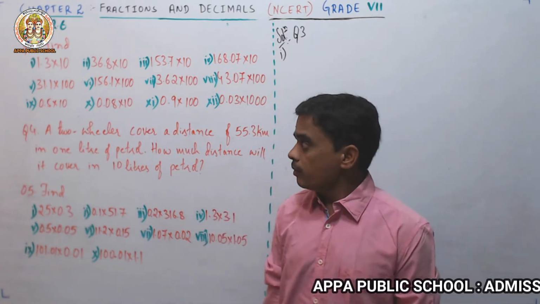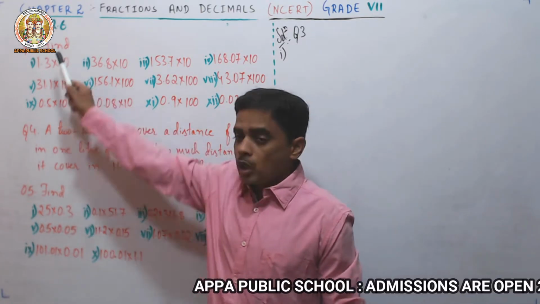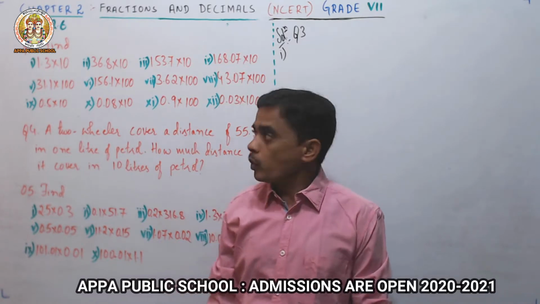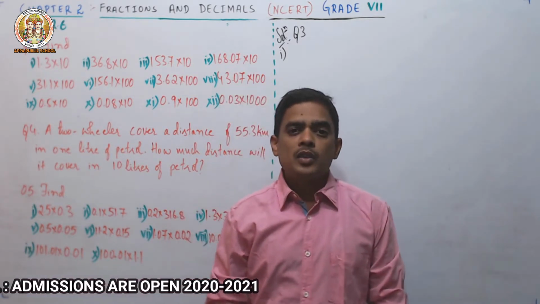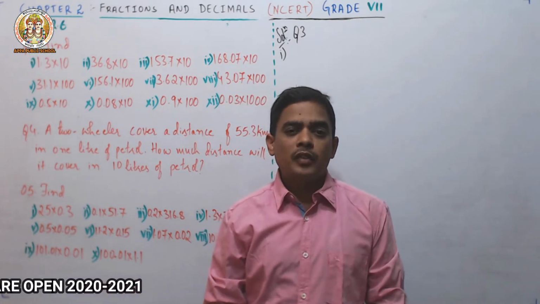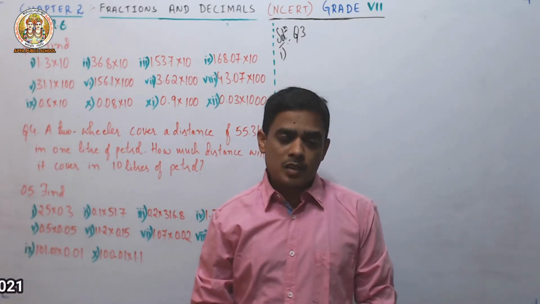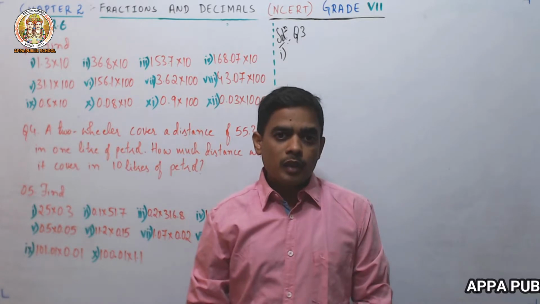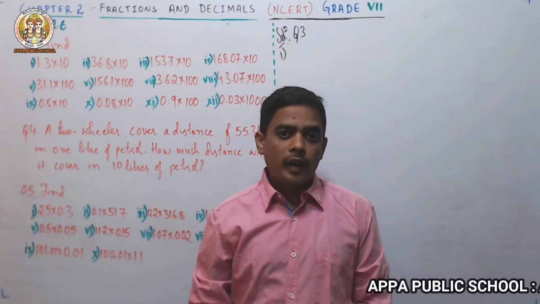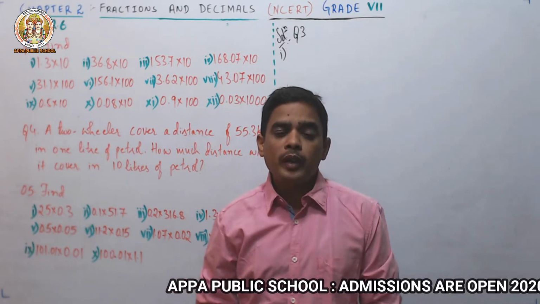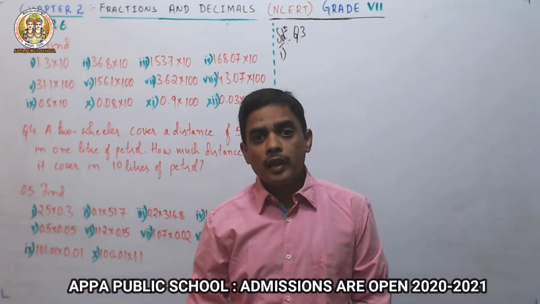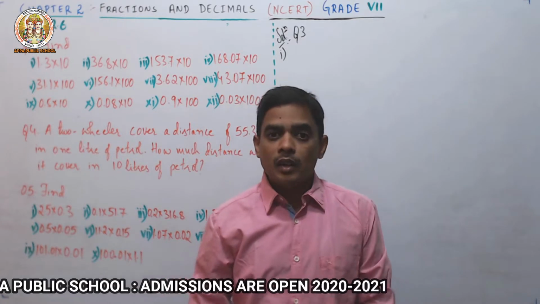Now let's see question number 3. Under that, the first one is 1.3 into 10. So I said how to multiply. If you are multiplying a decimal number with 10, 100, 1000, in case of multiplication you have to shift the decimal point towards your right by as many places as there are zeros in the question.